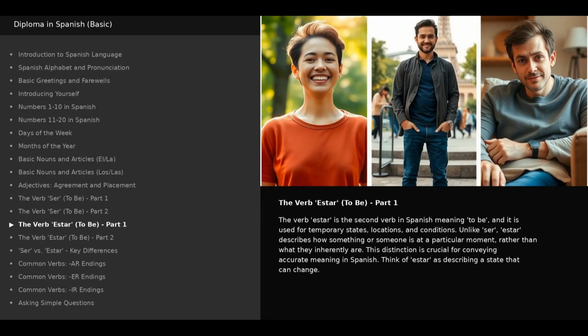The verb estar, to be, Part 1. The verb estar is the second verb in Spanish meaning to be, and it is used for temporary states, locations, and conditions. Unlike ser, estar describes how something or someone is at a particular moment, rather than what they inherently are. This distinction is crucial for conveying accurate meaning in Spanish. Think of estar as describing a state that can change.